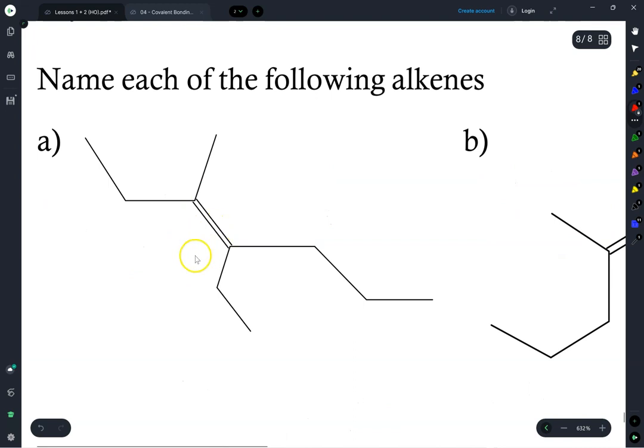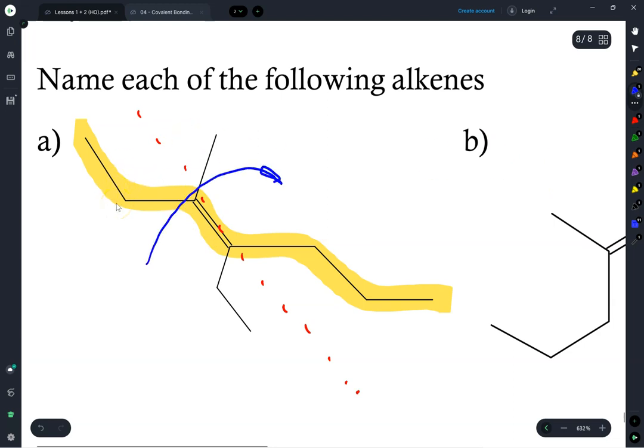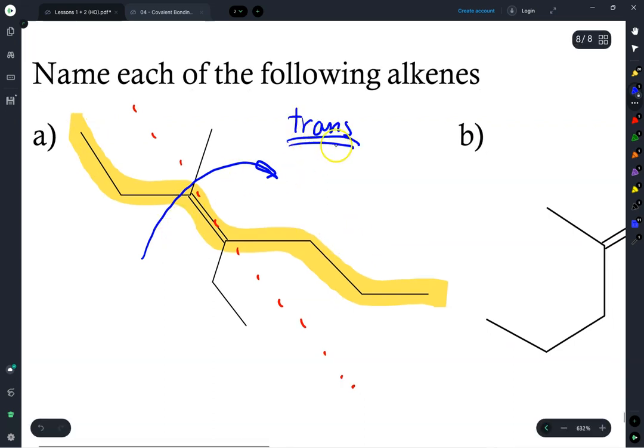So looking at this example, you would first highlight the main parent chain, and then what I like to do is I like to draw a border where the double bond is present. Then I look to see, has the parent chain crossed over from one side of the border to the other side of the border? In this case, yes it has. The parent chain started off on this side of the border and ended up on that side of the border. So you could say it has been transported to the opposite side.